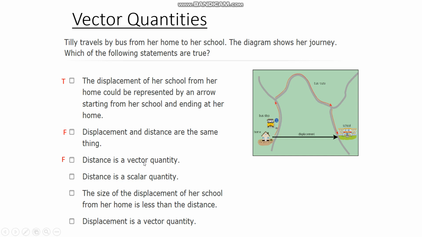So that statement there is false and the second statement is therefore true. The size of the displacement of her school from her home is less than the distance. Well, that's true, isn't it? You can see here the distance in a straight line is going to be less than the total journey she travelled, the total distance she's travelled by bus. So that is true. And displacement is a vector quantity. Yes, it's got size, so many miles, and it's got direction, in this case, due east.